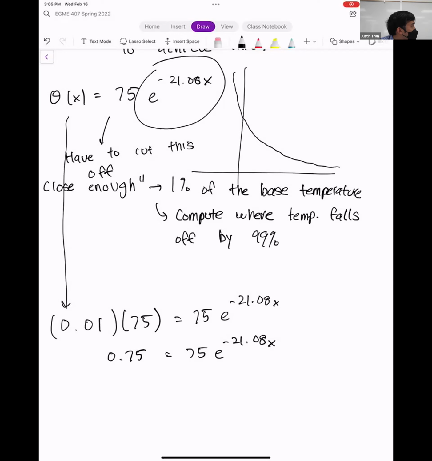Right, and so in other words, we're going to compute the point where the difference in temperature between the two fluids is about 3/4 of a degree. Okay, so we're going to say that's close enough, and because we're not going to go any further than that, here we're going to solve for x.